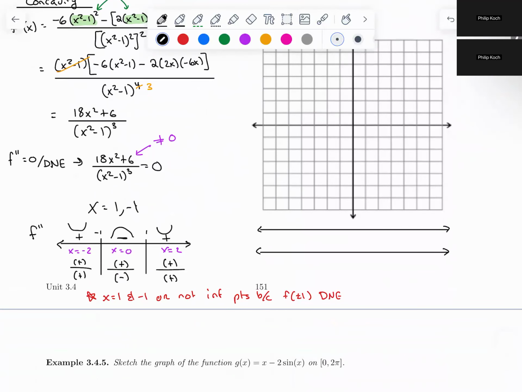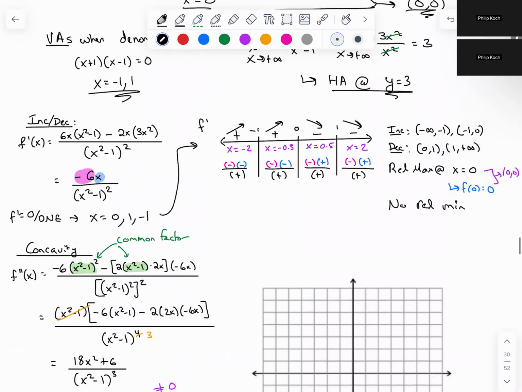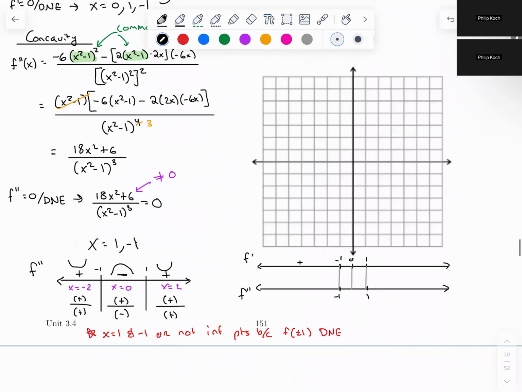So if you're increasing, but you change concavity, the curve is going to change its structure. It's going to change in shape. That's why you need to draw a line in every single tick mark that you have. So let's fill in our graph. It was positive, positive, negative, negative. So increasing, increasing, decreasing, decreasing. And then for this one, it was concave up, concave down, concave up.